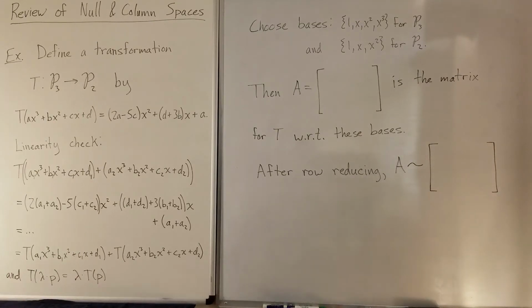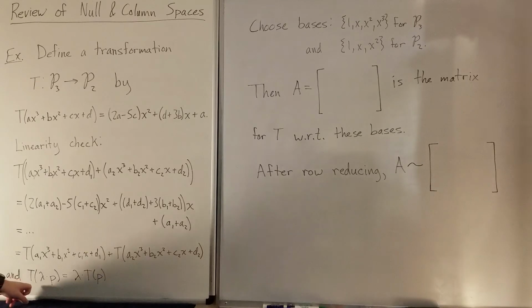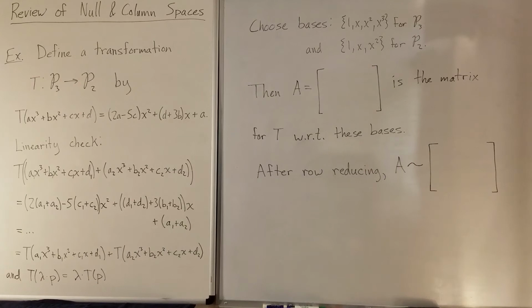Okay, we also need to check that scalar multiplication works out well. So T of lambda times the polynomial is equal to lambda times T of the polynomial. That also works for this. This is a linear transformation. I'm skipping the rest of the details.